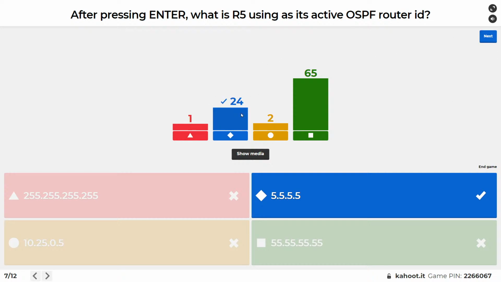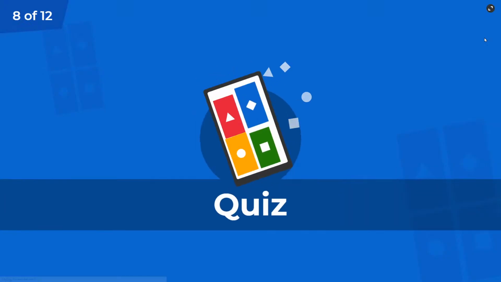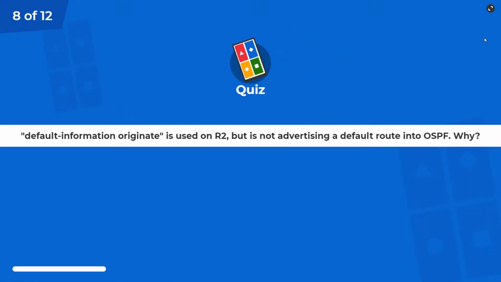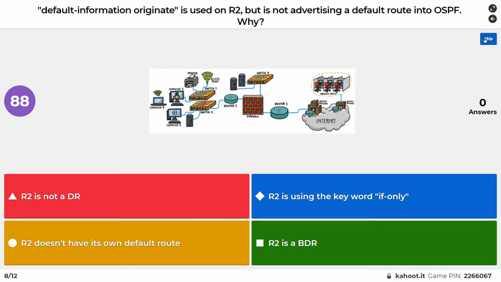Okay, so sorry about that, but 24 of you out of 65 got it right. We'll focus on that. That was a little bit of a sneaky question, but with the intent of training. All right, question 8 of 12. Default-information originate is being used on R2 in this topology. R2 is just right of the firewall, but R2 is not, I repeat, not advertising a default route into the OSPF domain. That's over on the left. Why is R2 not advertising a default route?